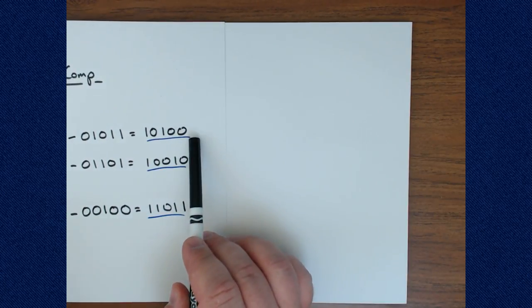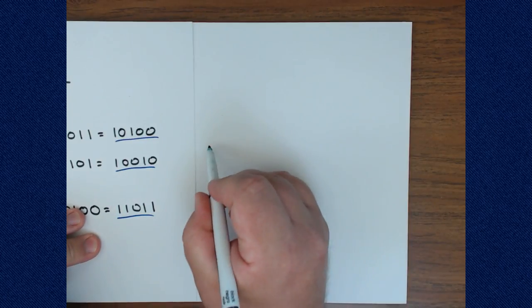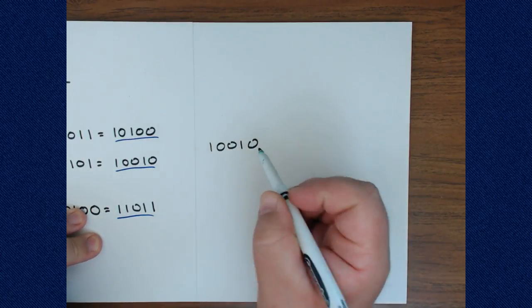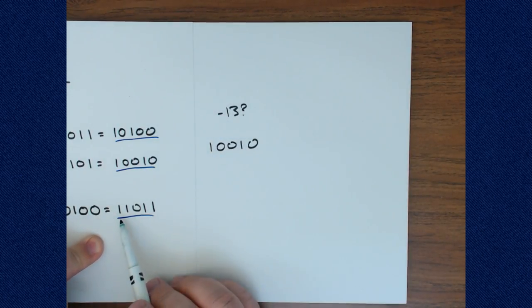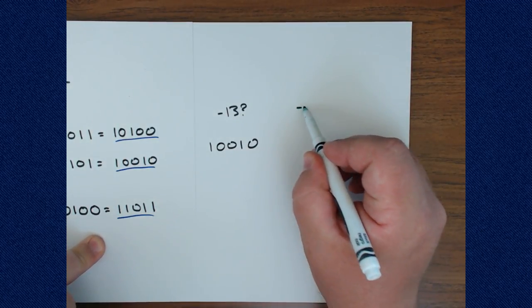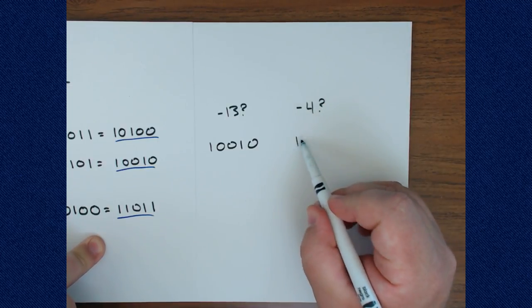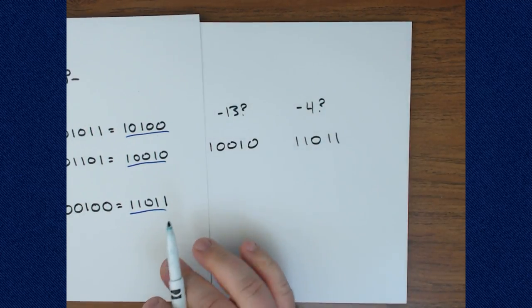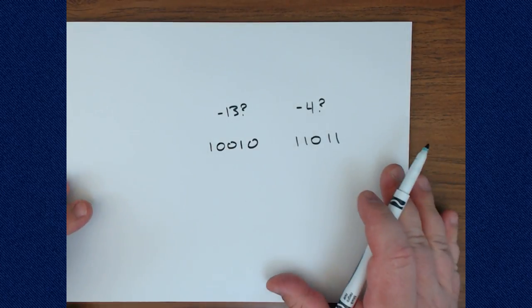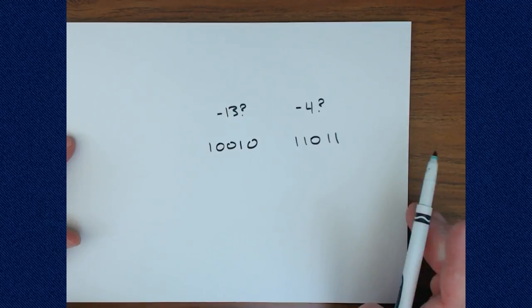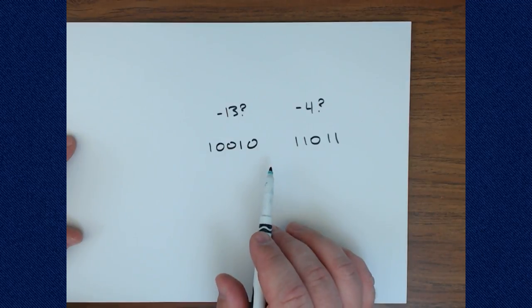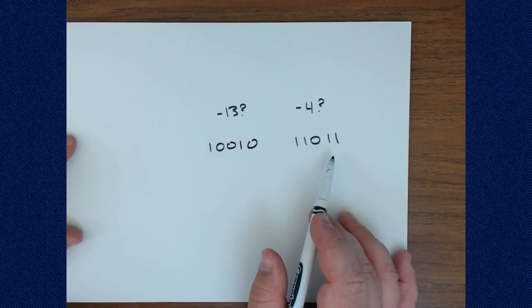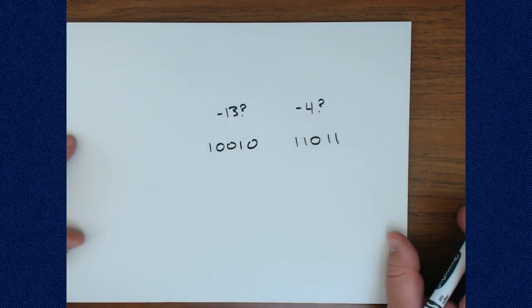So this is negative 13 here. That was the bit pattern 1, 0, 0, 1, 0. Right, we assume that this is negative 13. Then we had the bit pattern for negative 4, which we think is 1, 1, 0, 1, 1. Now, if we're right, then the basic rules of one's complement should allow us to automatically decode these as negative 13 and negative 4. Further, we ought to be able to negate them and get positive 13 and positive 4. So we're going to do both of those things.